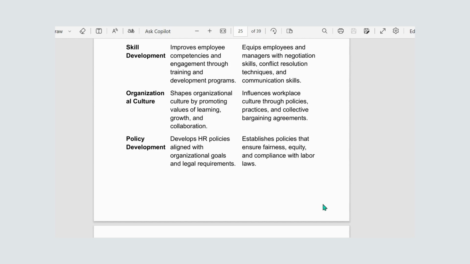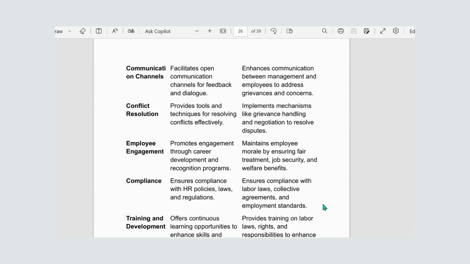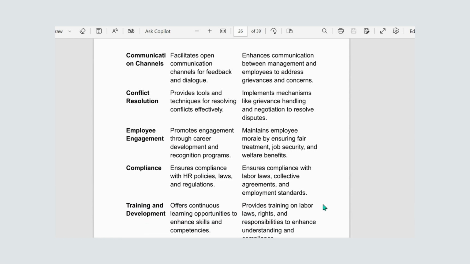And what is policy development in HRD? It aligns with organizational goals and legal requirements, whereas in industrial relation, it ensures fairness and equity and compliance with the labor laws. Communication channels, it facilitates open communication, whereas in industrial relation, it helps to address grievances and concerns.